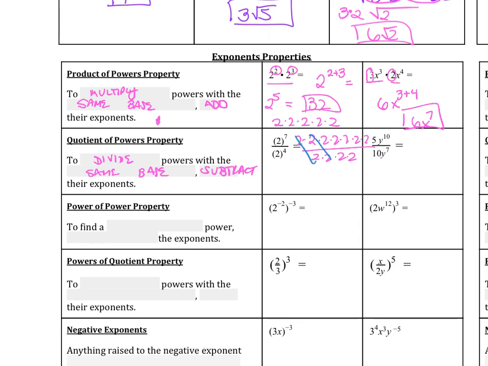And so what I do is I cancel out the pairs. And so notice what I'm left with is 2 to the 3rd power. So really the shortcut to that is 2 to the 7 minus 4, which is 2 to the 3rd. That's the shortcut.